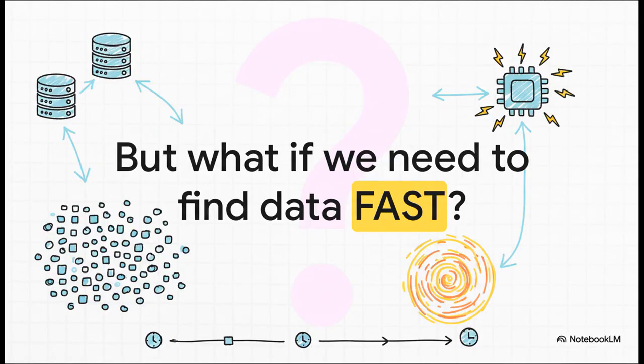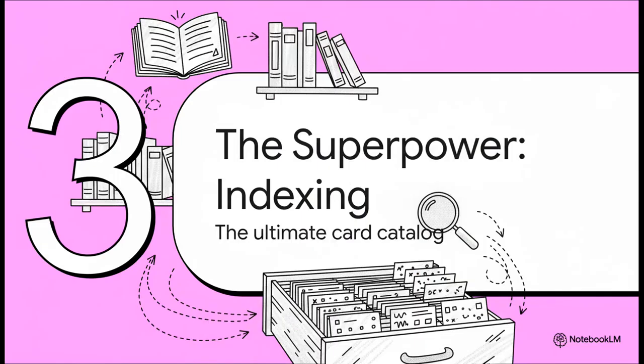So you can see the problem, right? These basic methods are fine for some things, but they are not fast. They're not going to give us that split-second response we expect from our apps. So that brings up the big question. How do we get faster? A lot faster. And the answer is a superpower called indexing.